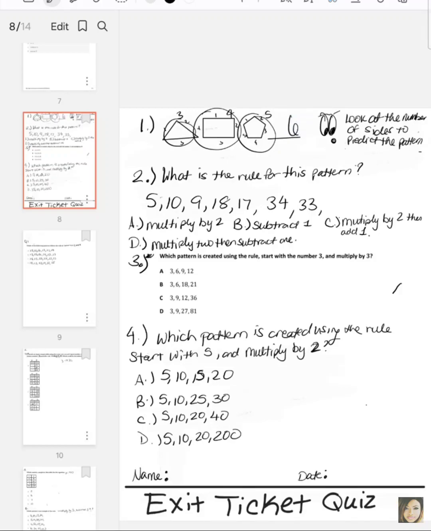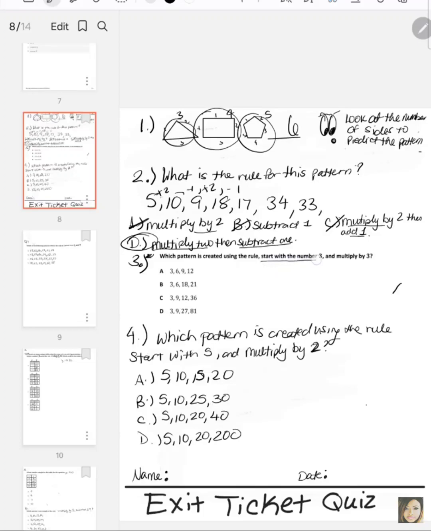Now for question 2, it said what is the rule for this pattern? And they gave you a specific pattern. They had 5, then 10, then 9, and then 18, then 17, and 34. So I was able to cross out A because I knew 5 times 2 is 10, but at the same time, 10 times 2 is not 9. So it's actually subtracting by 1 after you multiply by 2.